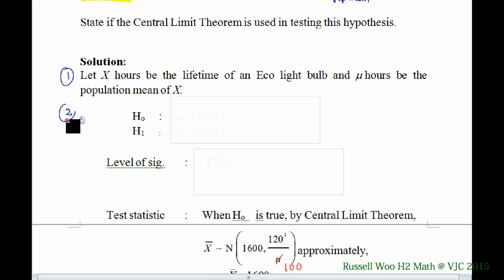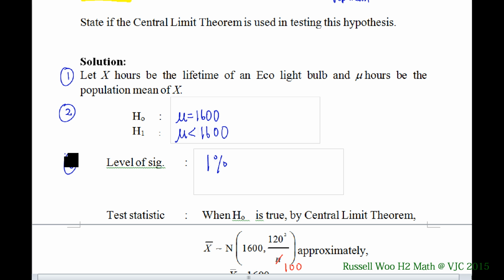Step 2, H naught. H naught must be mu equals 1006. And this time we're going to do a lower tail test. You want to see whether the mean has decreased from 1006. Level of significance: typically, when you conduct your own test, you decide your own level of significance, but in exam problems, usually they will tell you 1% level of significance. Now, this is step 3.